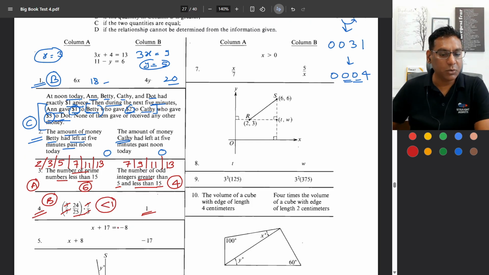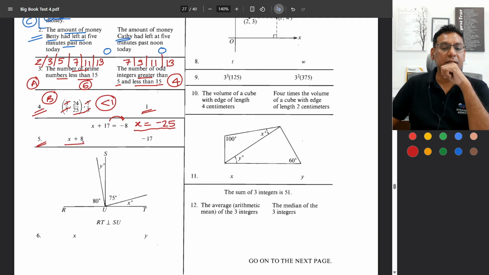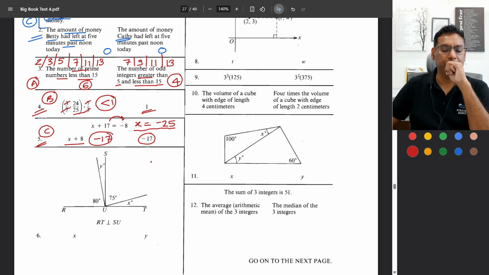Okay, let's look at question 5. x plus 17 is equal to minus 8. Let's subtract 17 from both sides, so I get x on the left side. Minus 8 minus 17 is minus 25, so minus 25 on the right hand side. So x is equal to minus 25. X plus 8 is going to be minus 17, and I have the same number on the right hand side also. So answer choice C.